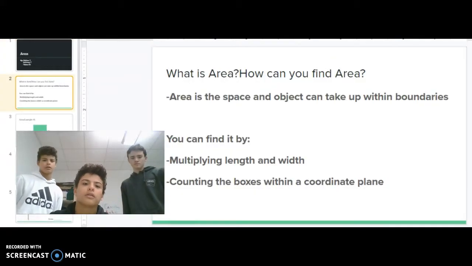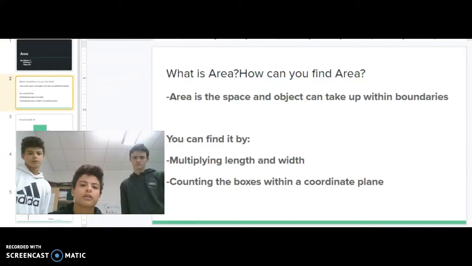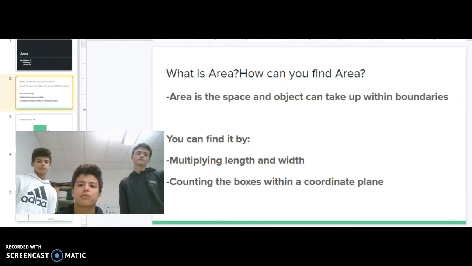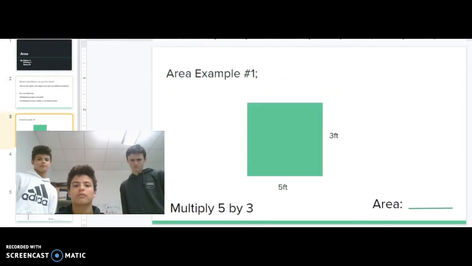Area. What is area? How can you find area? Area is a space an object can take up within boundaries. How can you find it? Multiplying length and width or counting the boxes within a coordinate plane.